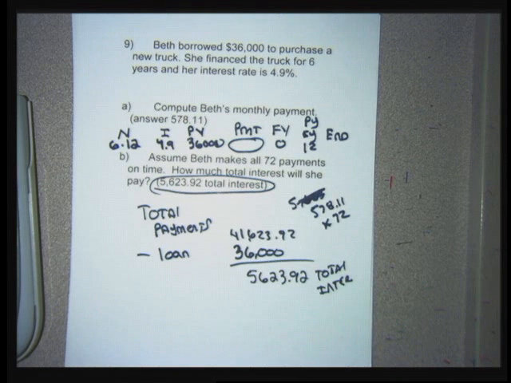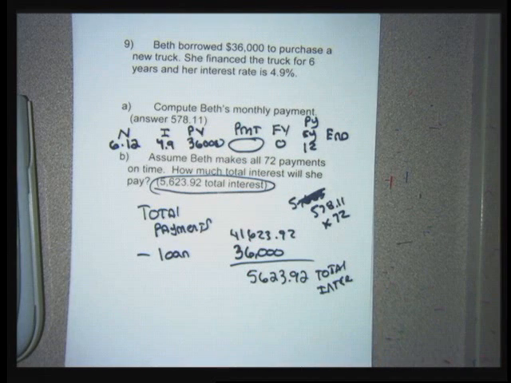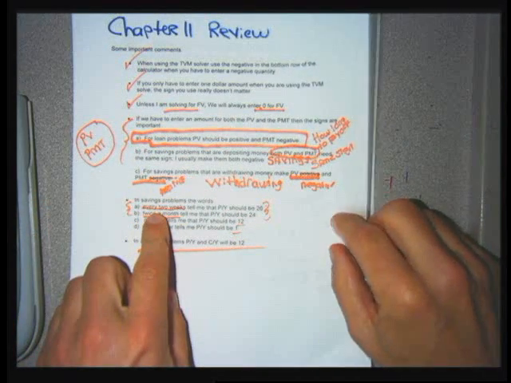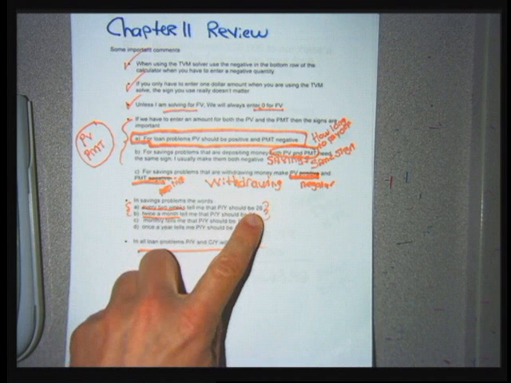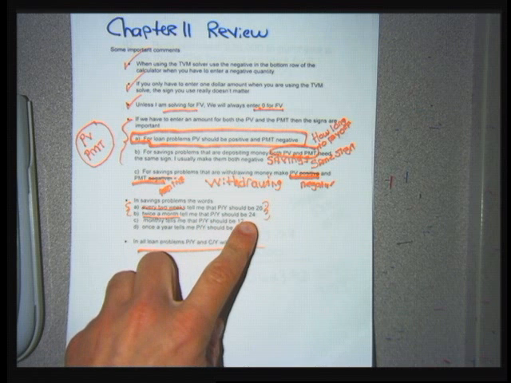Most of the review is loan problems, and the rest of the review is savings problems. When we get into the savings problems, the big deal you're going to have to worry about is the PY and CY. If I see every 2 weeks somewhere in the wording of the savings problems, my PY is going to be 26. If I see twice a month, my PY is going to be 24.